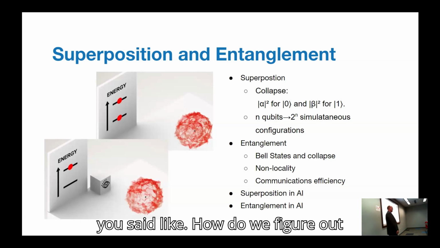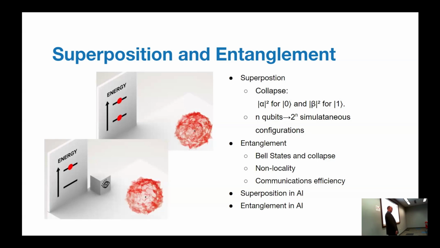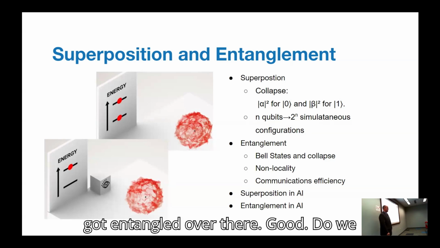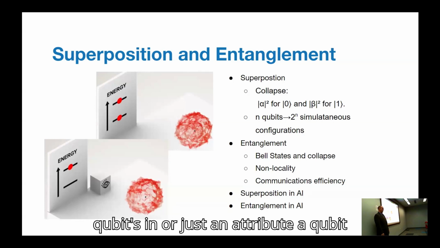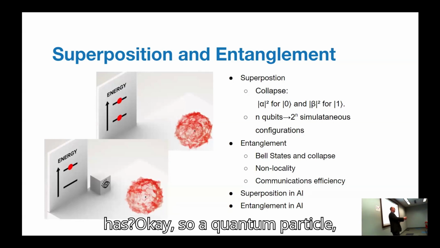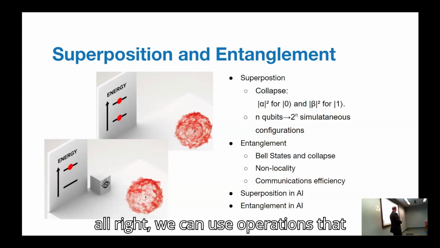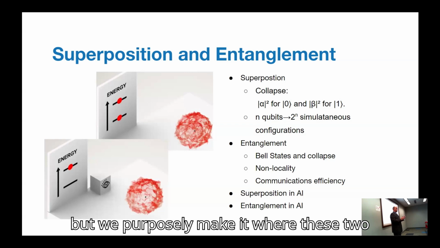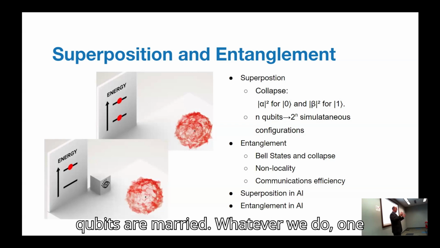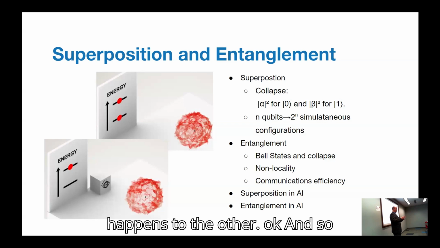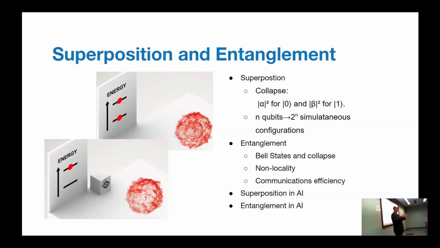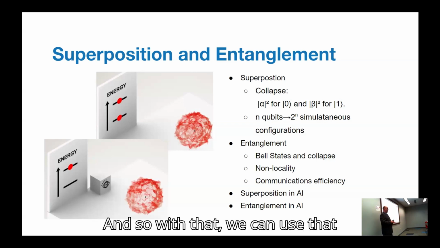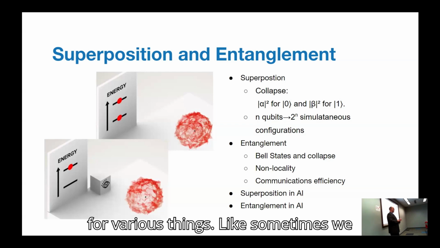But when you said how we figure out what state a certain qubit is, you said we just have to entangle them and they're good. Should I treat entanglement as a state a qubit's in, or just an attribute a qubit has? Okay. So for a quantum particle, we can use operations that I'll get to in a minute to entangle it. We purposely make it so these 2 qubits are married. Whatever we do to one happens to the other. And whenever we measure it, they'll both collapse to the same state. With that, we can use that for various things.